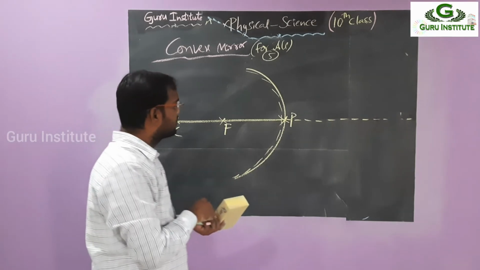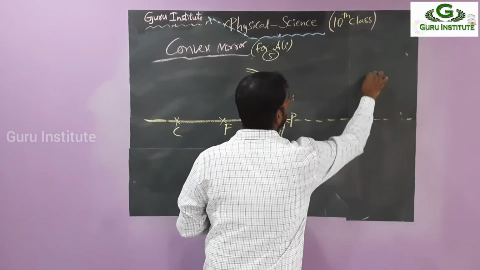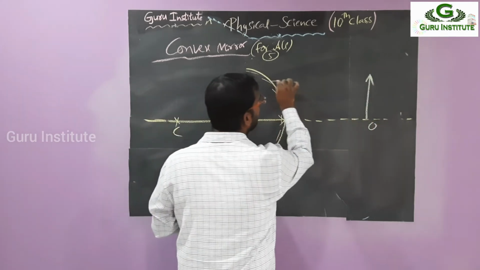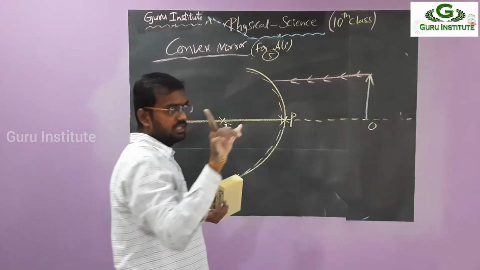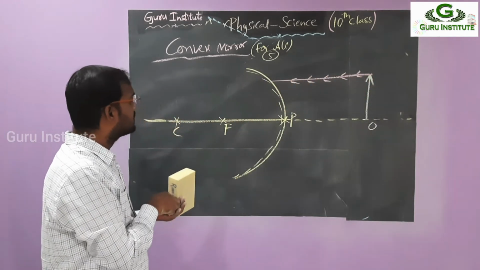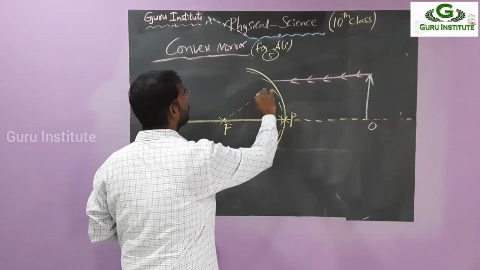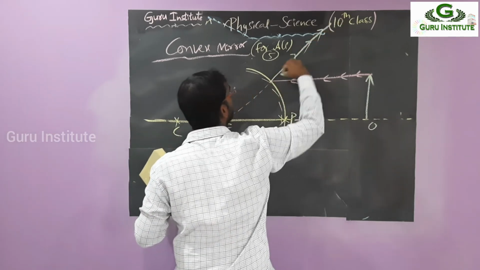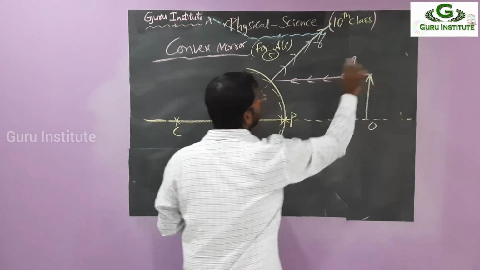Okay, so first, the object. This is the object. So what is the first line? We have to draw a ray parallel to the principal axis. Just observe, for all cases, only one thing. Then it is passing through the focus. This is the focus. So I take this one. This is the reflected ray, and this is the incident ray. So the first one is over.